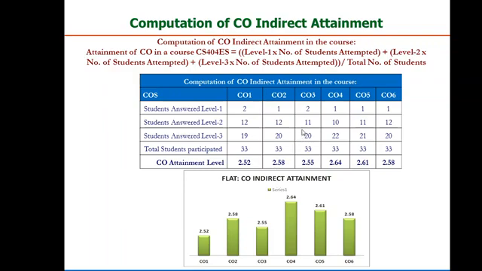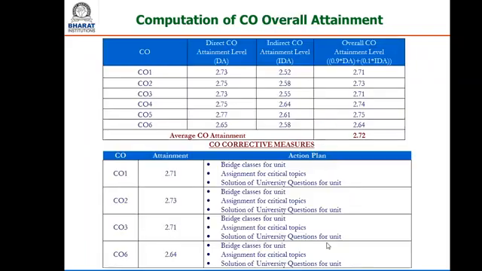Similarly for CO2 also apply the above formula, CO3, 4, 5, 6. Finally every individual CO you will get indirect attainment values, which are graphically represented in the following figure. Then coming to, now we got direct attainment values and indirect attainment values, which are shown in the previous slides.